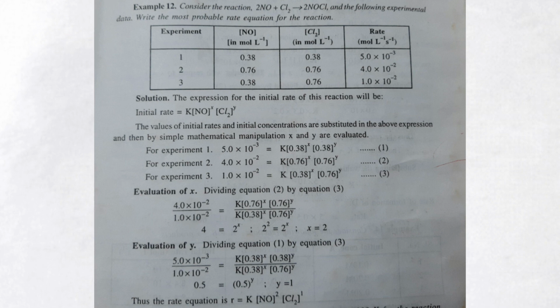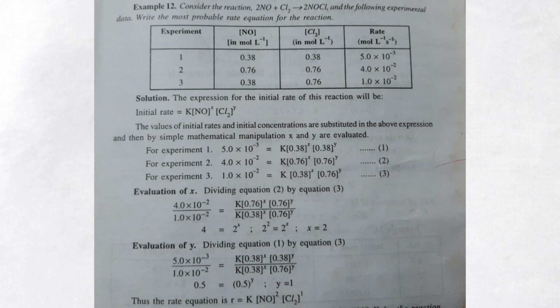ഇനി Xന്റെ Yയുടെ വാല്യൂ നമ്മൾ കണ്ടുപിടിക്കുകയാണ്. ഫസ്റ്റ് എക്സ്പെരിമെന്റ്, അതായത് 5 into 10 raised to minus 3 is equal to K into 0.38 to the power X, 0.38 to the power Y. Then second one, 4 into 10 raised to minus 2 is equal to K into 0.76 to the power X, 0.76 to the power Y. Then third equation, 1 into 10 raised to minus 2 is equal to K into 0.38 to the power X, 0.76 to the power Y.